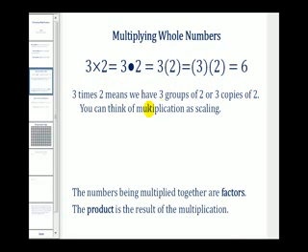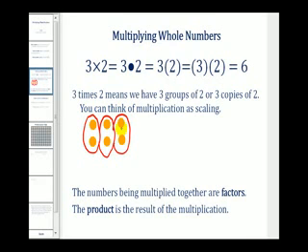And you can also think of multiplication as scaling. Well, if we have 3 groups of 2, there's one group of 2, there's a second group of 2, and there's a third group of 2. And to show the groups, we could even circle these. So we can see when we have 3 groups of 2, we have a total of 6.